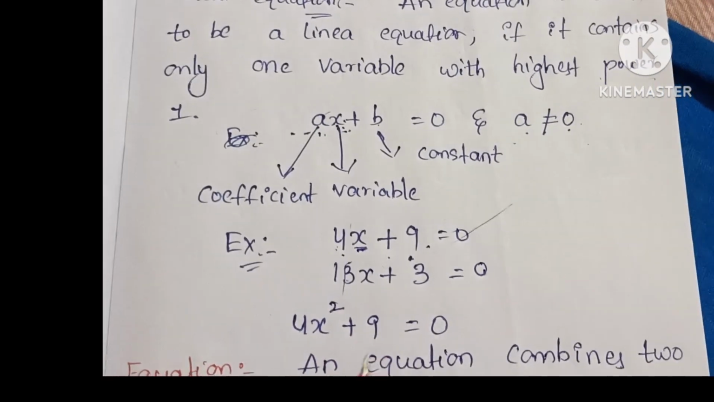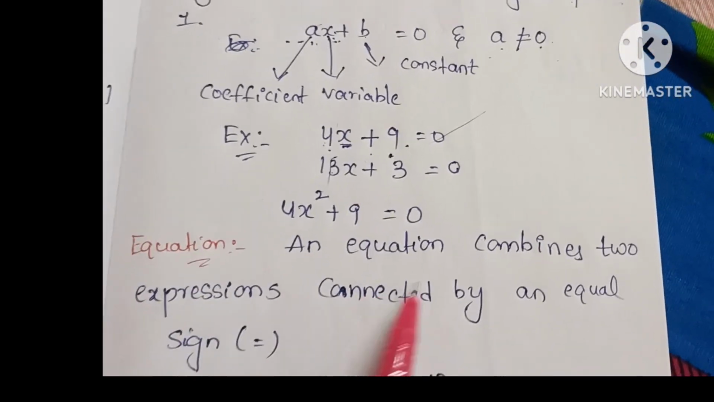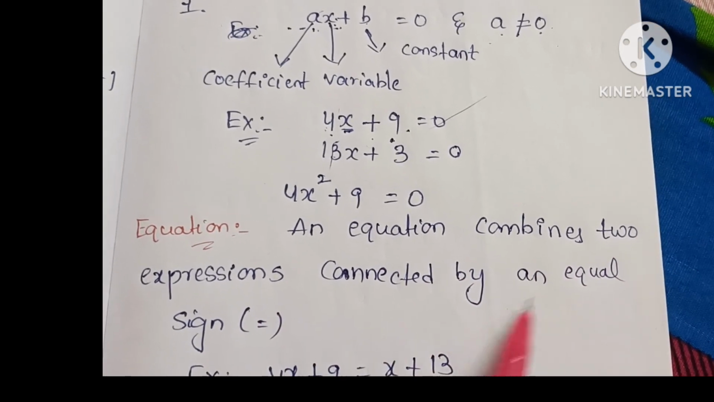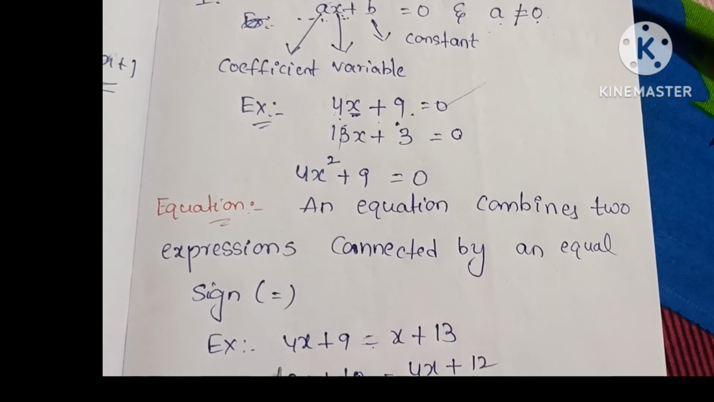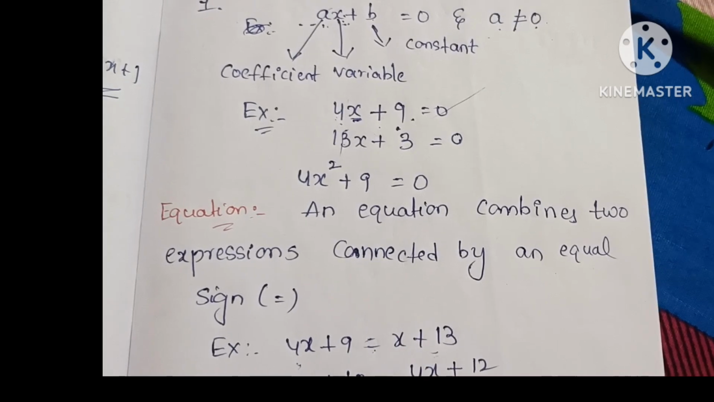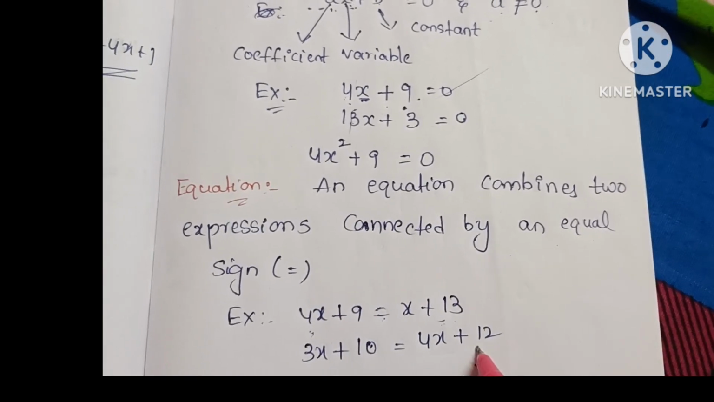Now, what is an equation? You already know the equation. Once again, see the equation. An equation combines two expressions connected by an equal sign. This is the equal sign. This is called an equation.